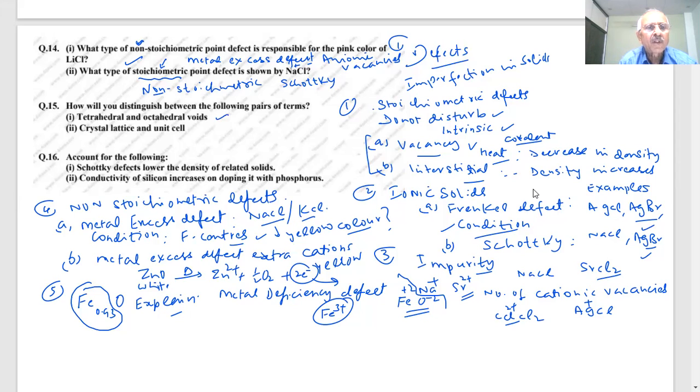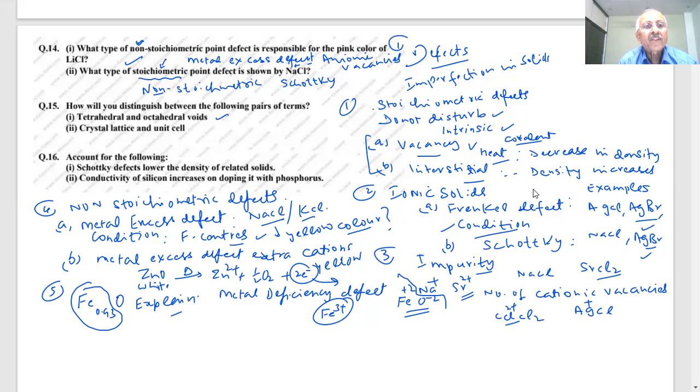What is the difference between the two? Tetrahedral and octahedral voids. A tetrahedral void is formed by joining the centers of four spheres, that is a tetrahedron, and an octahedral void is formed by an octahedron. Check it out again once. Certain definitions could be there in the paper. Why do we bring definitions? Because direct definitions are also asked sometimes. So they can put a question on that. Your answer should be based on NCERT.